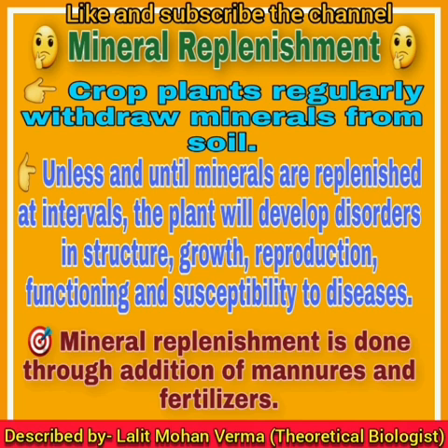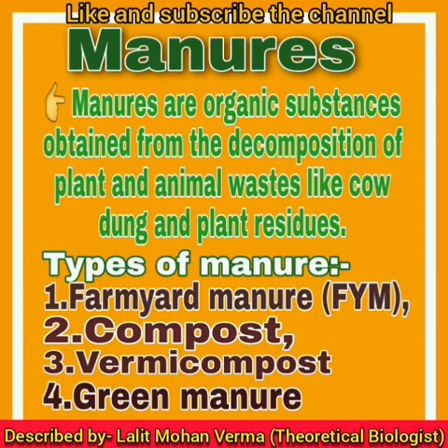So, mineral replenishment is done through addition of manures and fertilizers. Now, we'll start with manures. Actually, they are organic substances obtained from the decomposition of plant and animal waste, like cow dung and plant residues. For example, farmyard manure, compost, vermicompost, green manure. These all four types are of the manure itself.